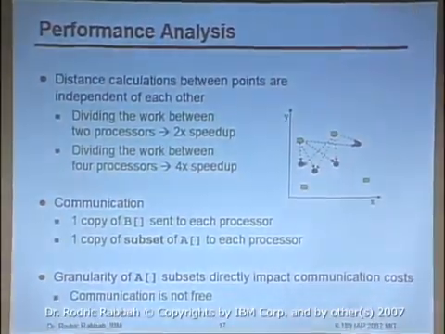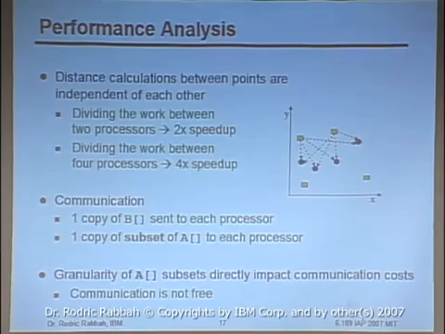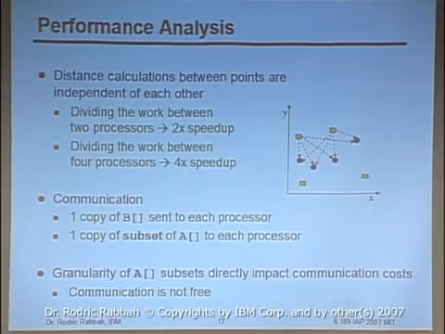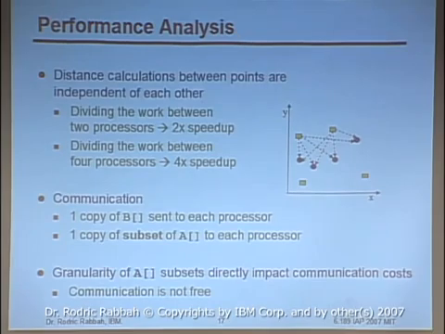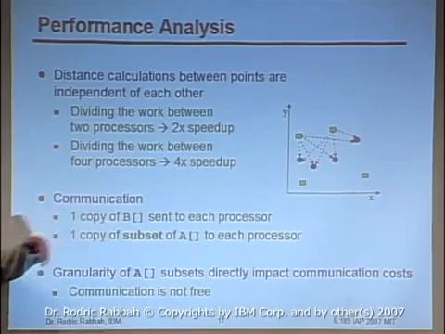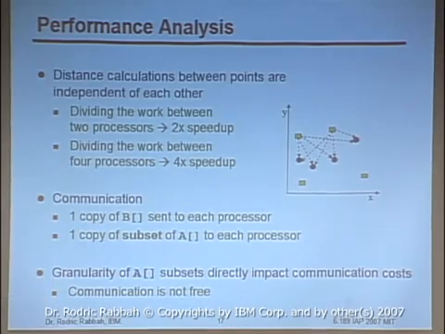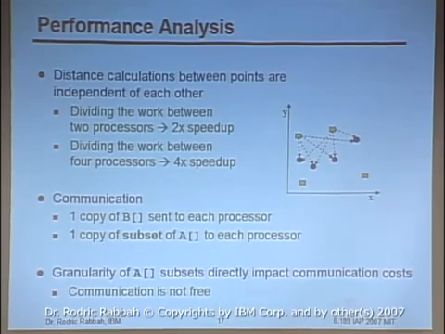OK, so some crude performance analysis. I have to calculate this distance, and given 2 processors, I can effectively get a 2x speedup. By dividing up the work, I can get done in half the time. If you gave me 4 processors, I can maybe get done 4 times as fast. In my communication model here, I have one copy of one array that I'm essentially sending to every processor, and there's some subset of A, so I'm partitioning my other array into smaller subsets, and I'm sending those to each of the different processors.